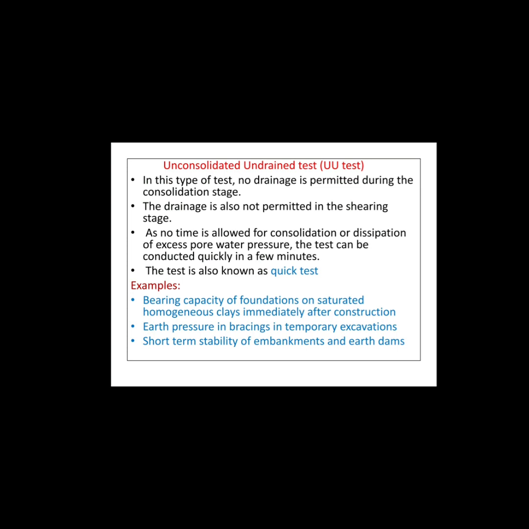Number 1, unconsolidated undrained test. The sample is subjected to a specified initial stress, that is, normal stress in case of box shear test and all-round pressure or cell pressure in case of triaxial test. Without waiting for any consolidation, the shearing process is started without permitting any drainage of water. Thus, no drainage or dissipation of pore pressure is permitted during either the consolidation stage or the shearing stage, that is, during the entire test.